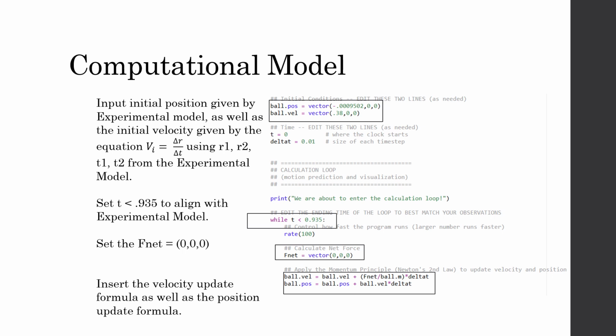Information added to the model included inputting initial position given by the experimental model as well as the initial velocity given by the equation V_i equals delta R over delta T, using the R1 and R2 and T1 and T2. We also set T less than 0.935 to align with the experimental model's length.